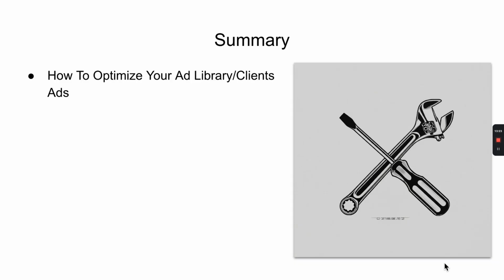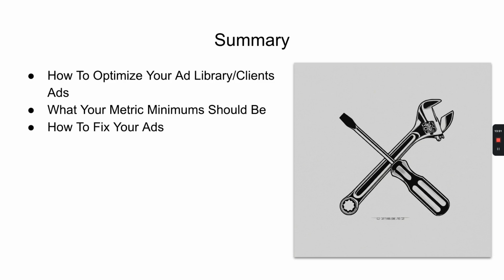In summary, you guys, so we talked about how to optimize your ad library and your clients' ads, what your metric minimums should be in order to help you do that, how to fix your ads if they're below the minimums that we recommend, and then just a few other factors in your ad performance with the CPMs.